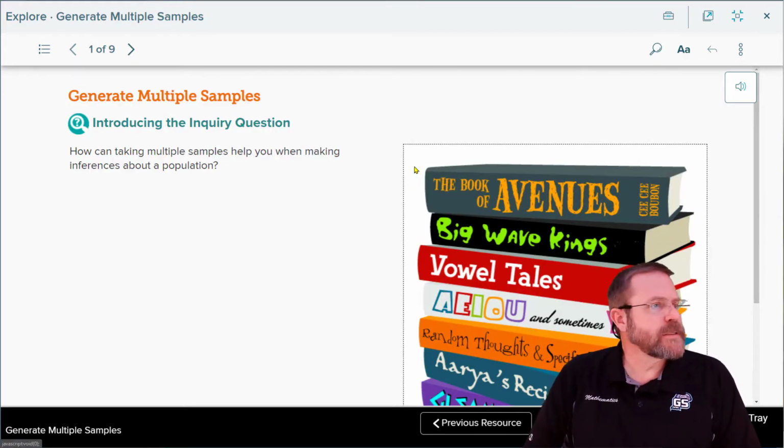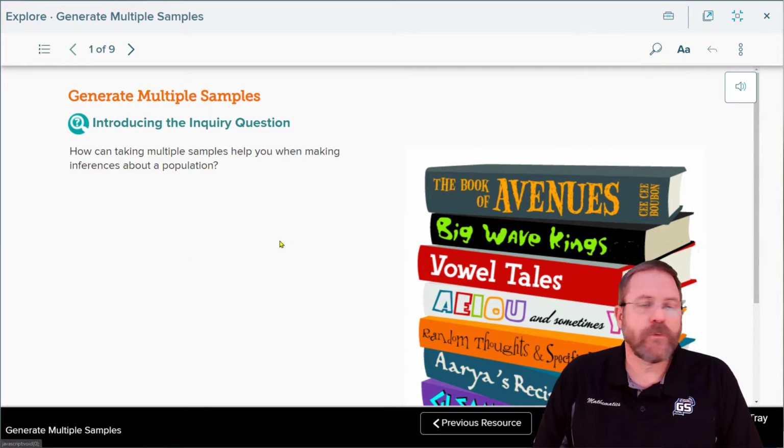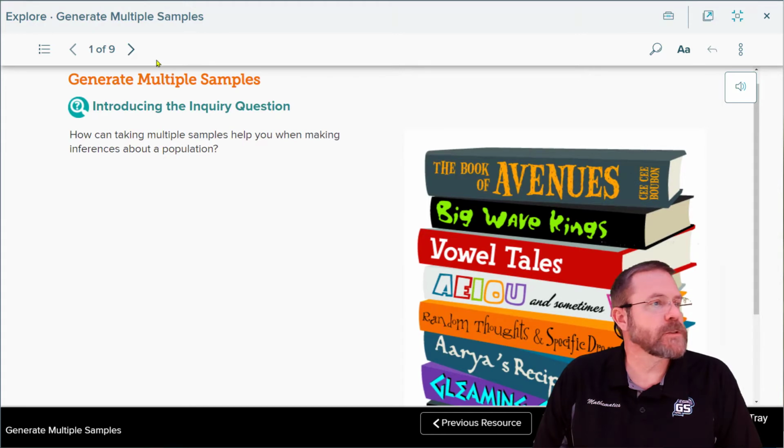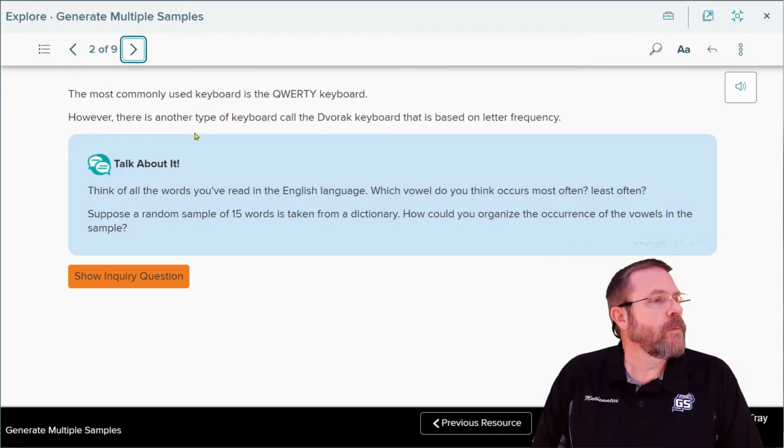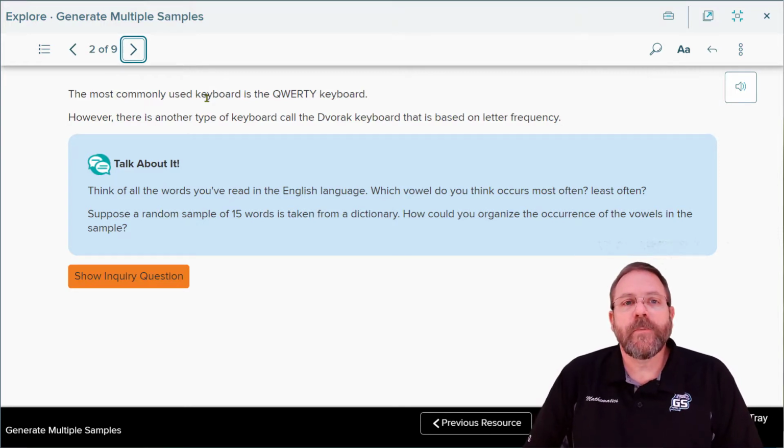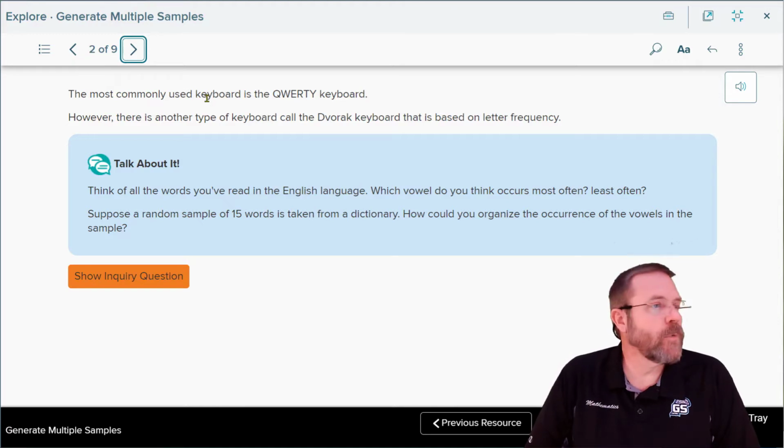Our inquiry question says, how can taking multiple samples help you to make inferences about a population? And they give us a stack of books to look at. The most commonly used keyboard in the world is the QWERTY keyboard. That's the keyboard that is on your Apple devices that you use in my class or your Chromebooks. The reason they call it QWERTY is if you look at the top of your keyboard where you have the Q and you follow the Q around, what comes next? W-E-R-T-Y, QWERTY. That's the reason it's called a QWERTY keyboard.